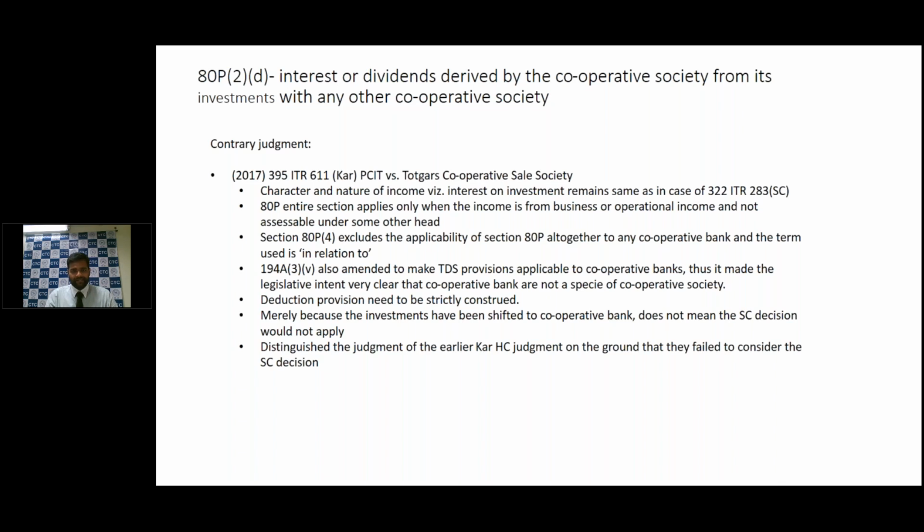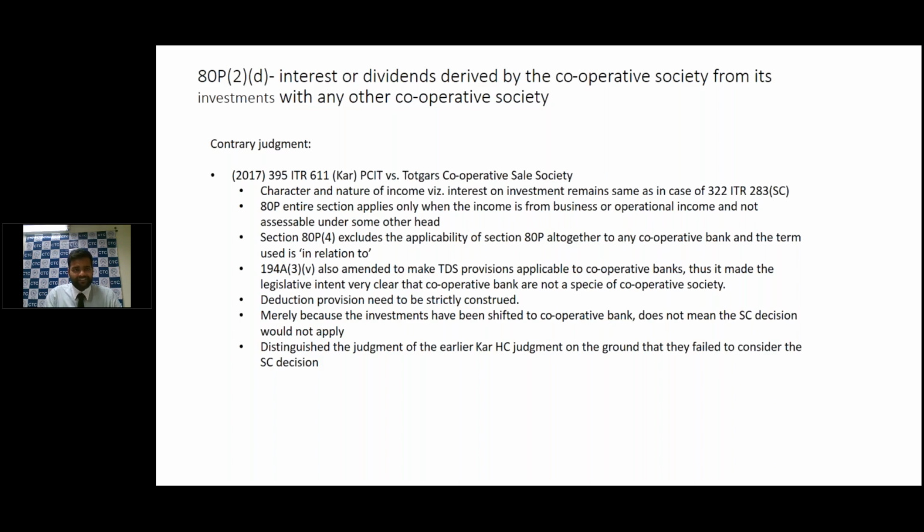Now, this is the judgment of the Karnataka High Court, wherein they have said that two propositions have been laid down. One, 80P(2)(d) will not apply to income chargeable under any head of income except profits and gains of business or profession. Two, cooperative banks do not fall within the definition of the term cooperative society. This is what is coming out from the Karnataka High Court judgment. They are mainly swayed by the judgment of the Supreme Court in the case of the assessee society themselves.